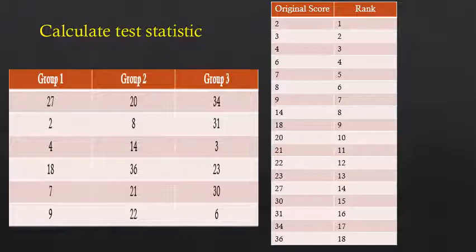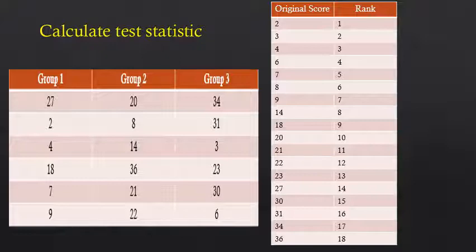Since this is ordinal data, we have to rank it from 1 to 18. Why is it 1 to 18? Because the numbers in group 1 are 6. In group 2, there are also 6 numbers, and the same with group 3.